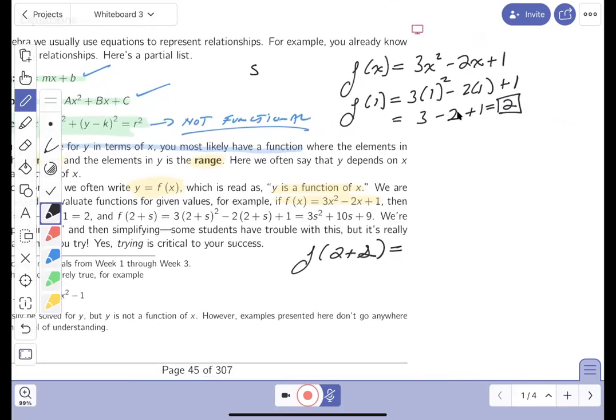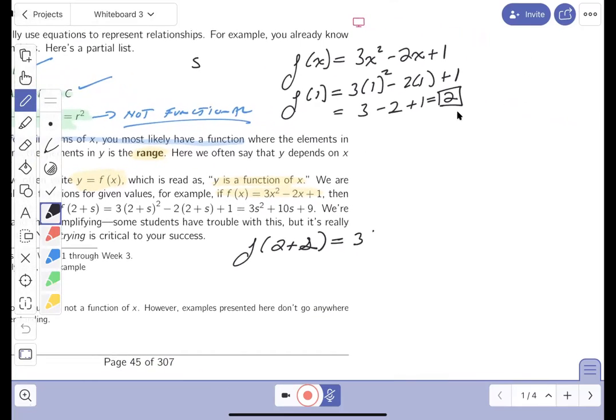Parenthesize the variable, and then plug in the value of the variable. And what is that going to be? 2 plus S. All right, let's do that one step at a time.